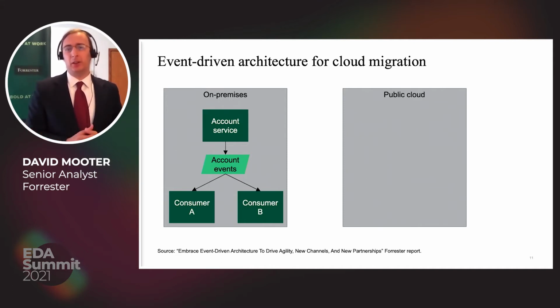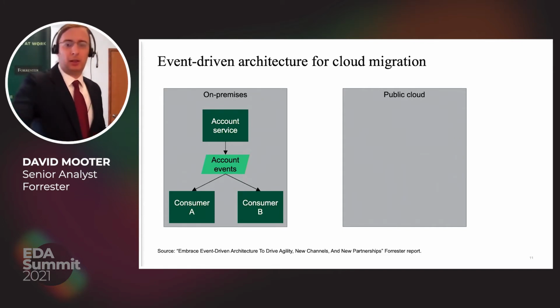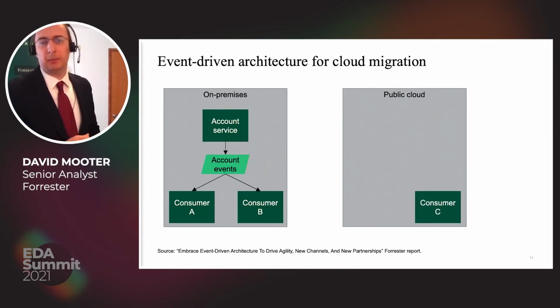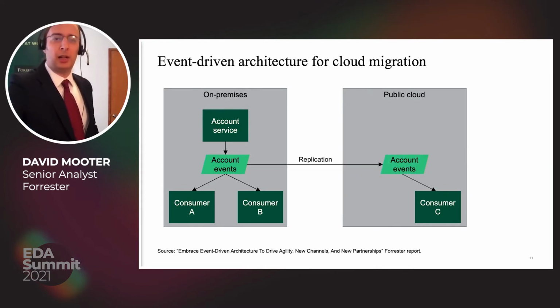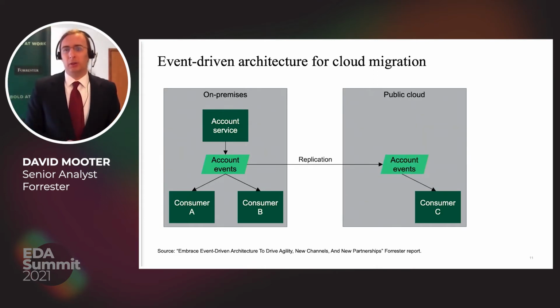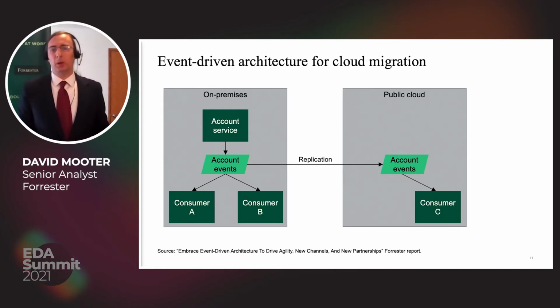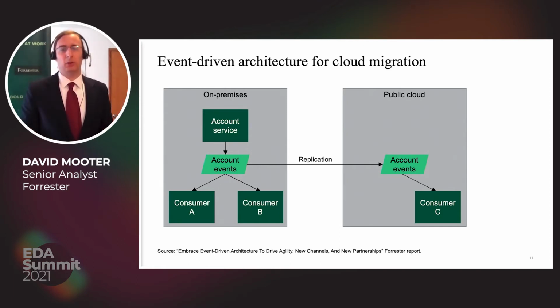And because it's event-driven, it's going to help me out when I want to build consumer C. But I want to build it in the public cloud because it's new, it's modern, that's our enterprise direction for IT. But it also needs the account service data. Well, because the account service is event-driven, I can stand up a broker in my public cloud and use replication between my source broker and my public cloud broker. And now my data is equally accessible both on-premise and in the public cloud.